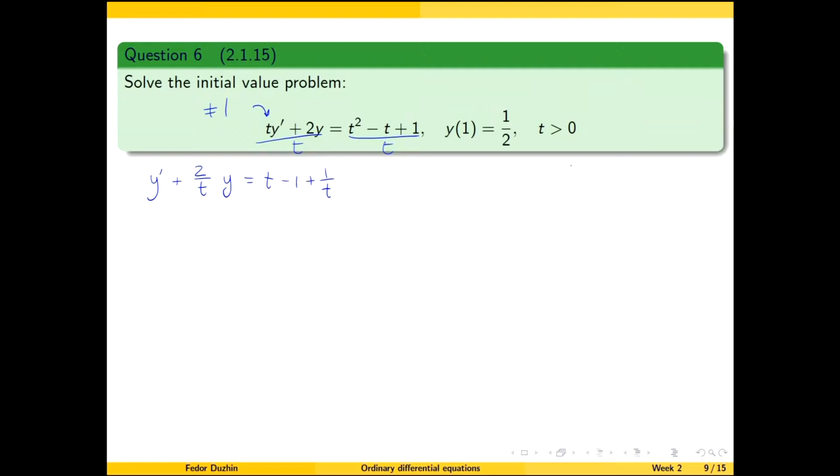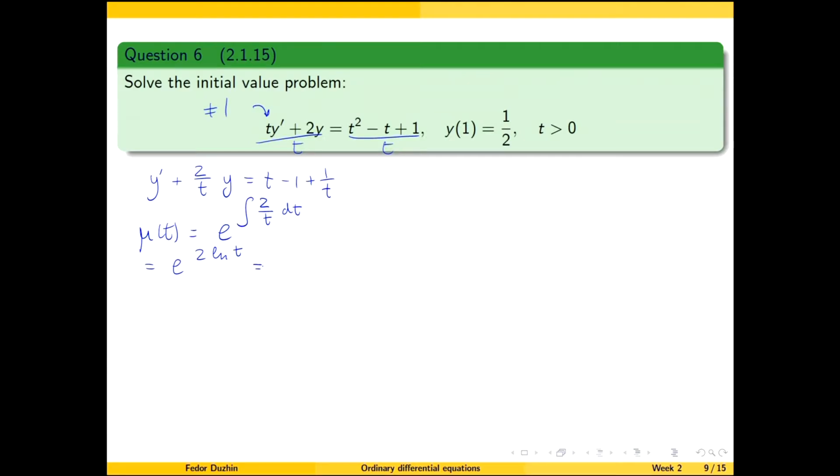Now we need to find the integrating factor. So what is the integrating factor? This is the integrating factor, mu of t is e to the power of the antiderivative, the integral of the coefficient at y. The coefficient at y is 2 over t, and then we've got to integrate it. So the antiderivative of 2 over t is 2 ln t. Notice that I did not use ln of absolute value of t because we are given that t is positive.